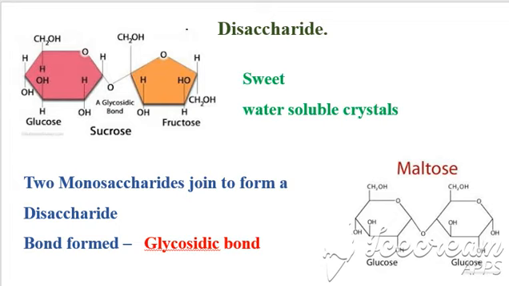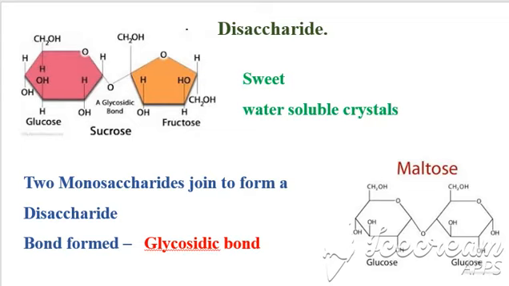Disaccharides are formed by combining two monosaccharide units. This reaction forms a bond which is known as a glycosidic bond. So the bonds formed between monosaccharides or carbohydrates are known as glycosidic bonds. As with monosaccharides, these are sweet in taste and are water soluble crystals. These monosaccharides can be obtained from these disaccharides again by a hydrolysis reaction.